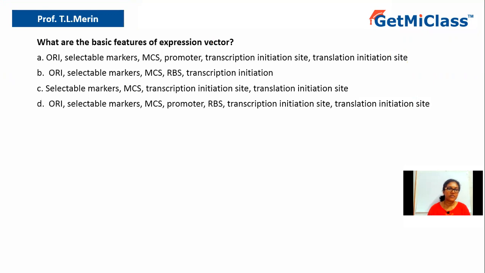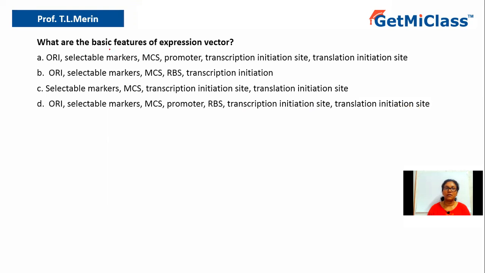So let's read the question here. The question says, what are the basic features of expression vectors? Option A: ORI, selectable markers, MCS, promoter, transcription initiation site, translation initiation site. Option B: ORI, selectable markers, MCS, RBS, transcription initiation site. Option C: selectable marker, MCS, transcription initiation site, translation initiation site. Option D: ORI, selectable marker, MCS, promoter, RBS, transcription initiation site, translation initiation site.